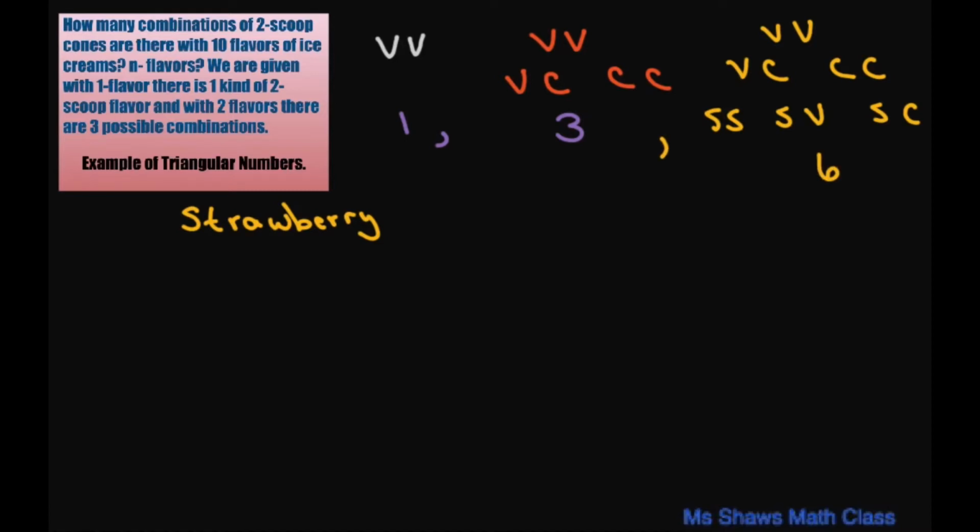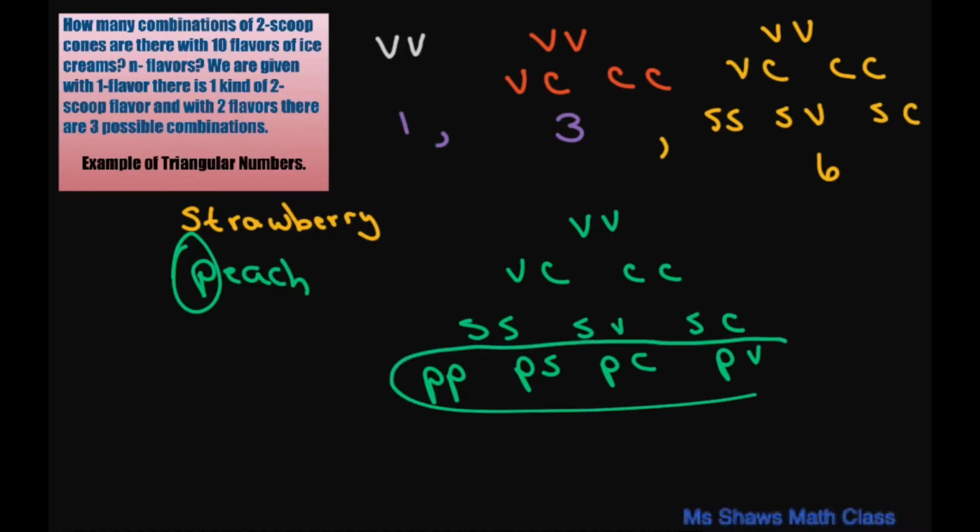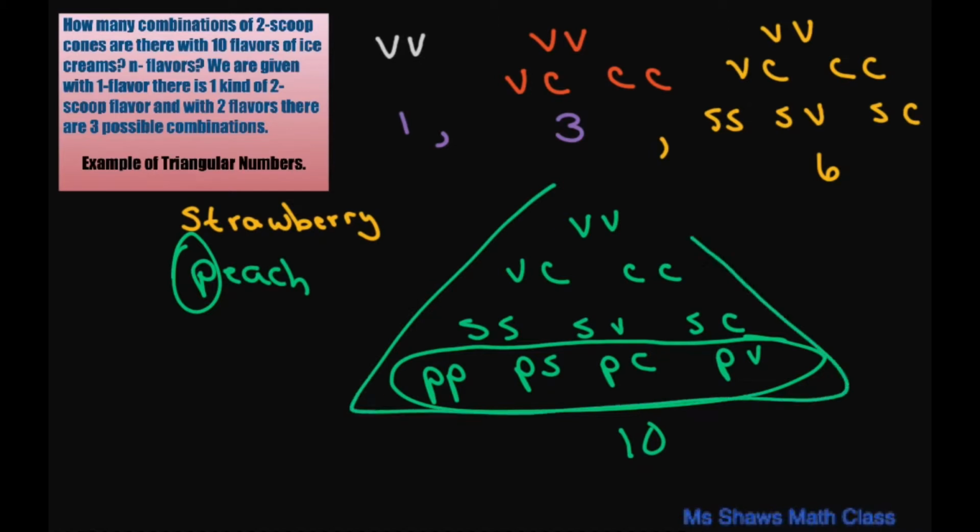And let's do one more. Let's call it peach, just to have a different letter here. So we still have VV. Let me copy all these down. Here's your strawberry row. And then you would add the peach. So you do the 2 peaches, and then you have the peach strawberry, peach chocolate, peach vanilla. You can put these in different orders. But anyway, we added 4, and that's going to be 10. So this whole thing equals 10.